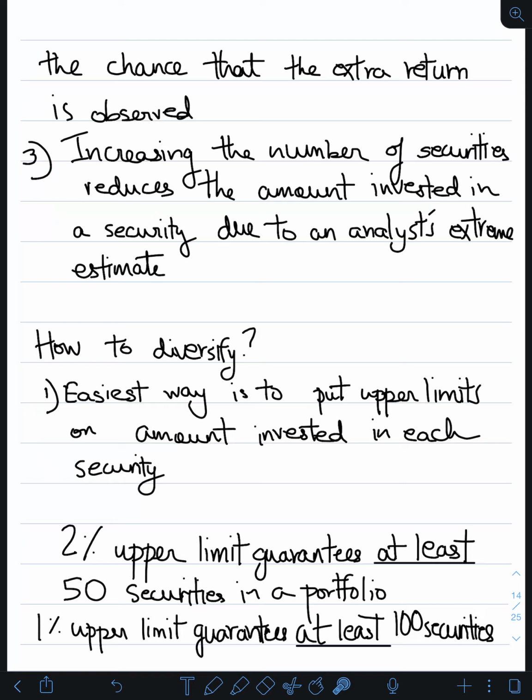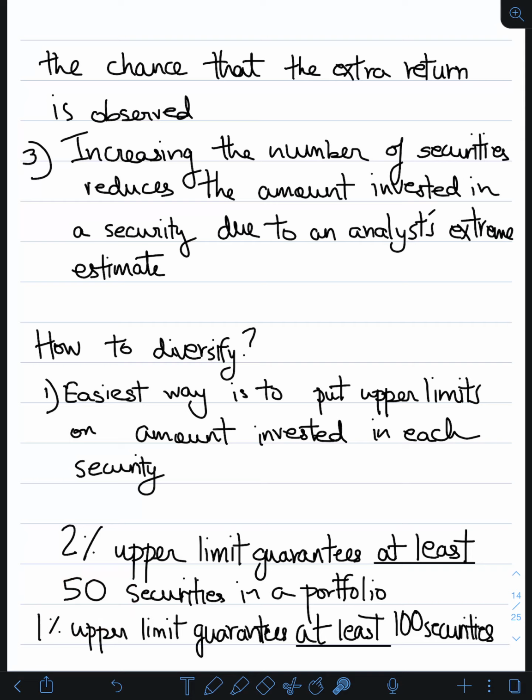That means that we say that there's a restriction of, for example, 2% on every security. So if we have 100 stocks, and we say that there's a 2% upper limit, that means the maximum that we can invest in each stock is 2%. So we are guaranteed at least 50 securities in that portfolio. So this is important, knowing the difference between at least and at most. At least means that we can have 50 or more than 50 securities in our portfolio. That means that the minimum number of securities that we can have is 50.